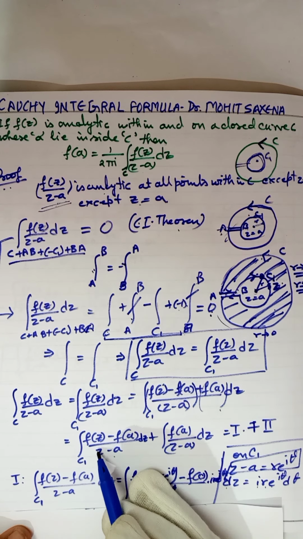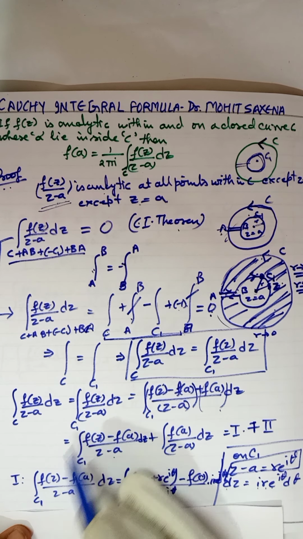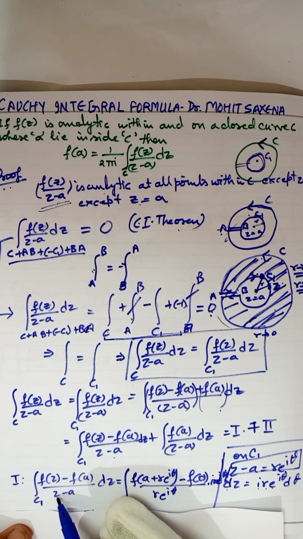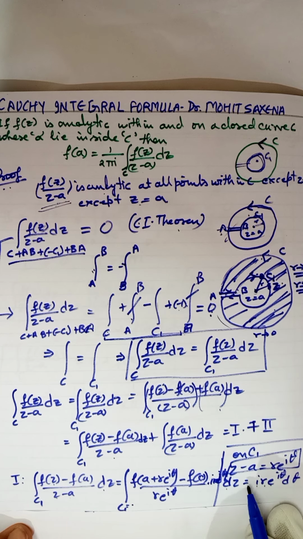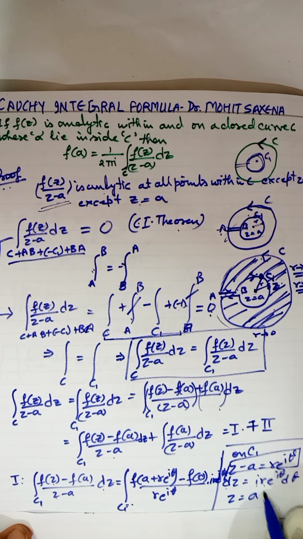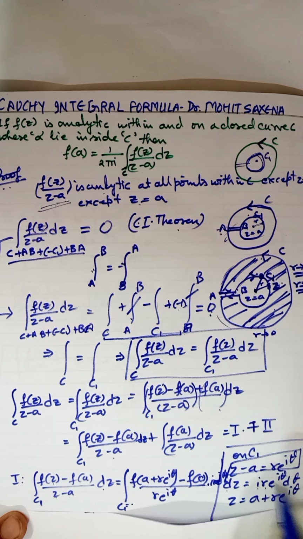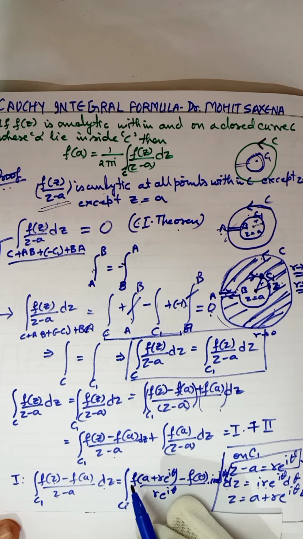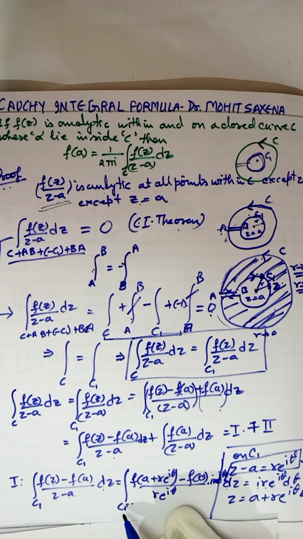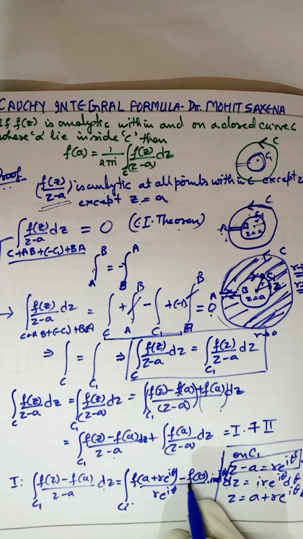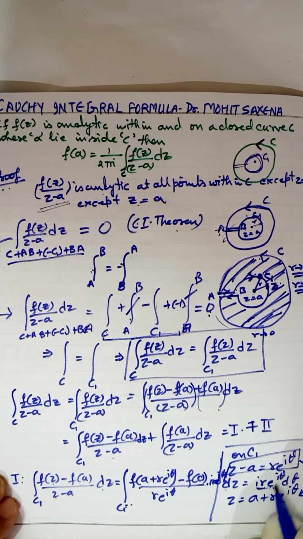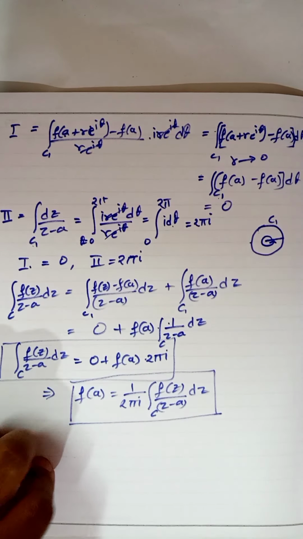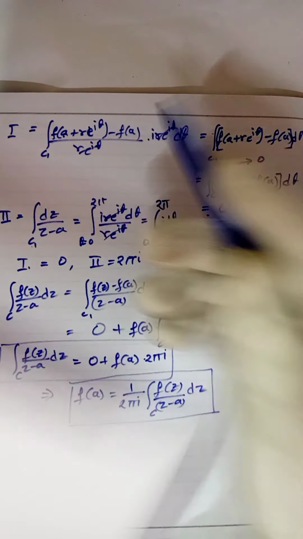Now what is the value of the first integral? The integral of f(z) minus f(a) upon z minus a dz, if we put z equal to a plus r e to the power i theta, because of this particular formula we would get the integral over C1 of f(a plus r e to the power i theta) minus f(a) upon r e to the power i theta times i r e to the power i theta d theta. We just get the first integral as this much.